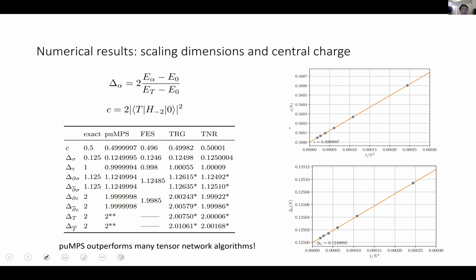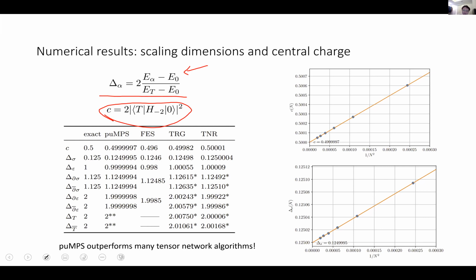Okay, so I will show you a list of conformal data on this page. The first thing is the scaling dimension. The scaling dimension of each state can be obtained from the energies, right? And this is just the precise statement. You just need to compute the energy above the ground state energy and normalize it with the T state energy. And this is the scaling dimension, and this is the equation that I previously wanted to talk about.